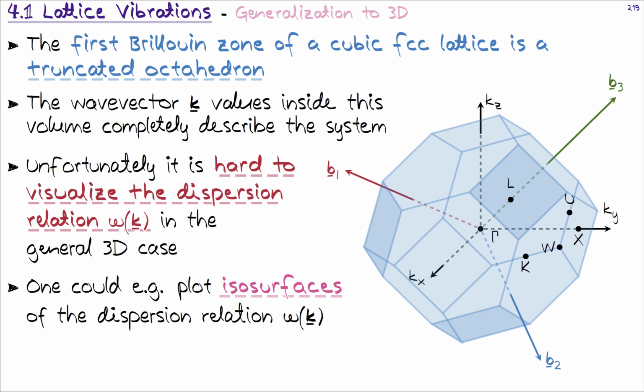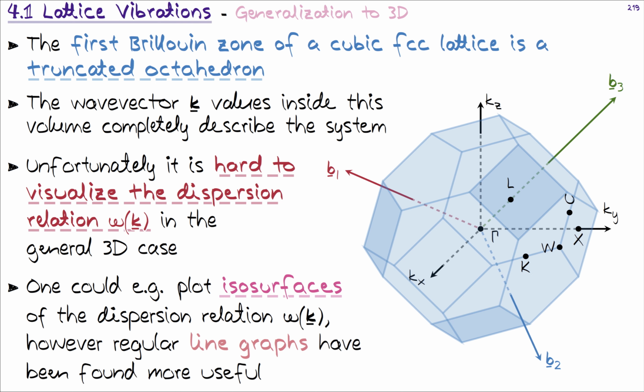And this would be one possibility, but that's not very intuitive either, and that's not very easily used to understand the basics. So usually instead, we just draw line graphs, and that's it. And this approach has been found more useful. But the price we have to pay is that when we are not drawing even surfaces, but we are drawing line graphs, we need to restrict to only certain directions and locations in our dispersion relation. So in our first Brillouin zone.